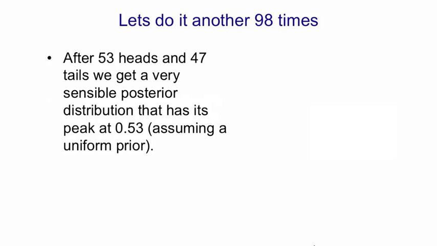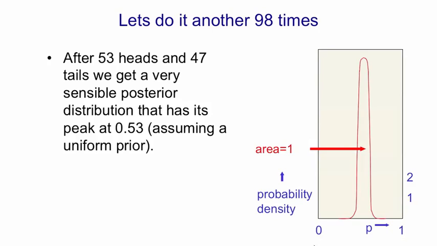If we do this again another 98 times and keep applying the same strategy of multiplying the posterior we had after the last toss by the likelihood of observing that event given the various different settings of the parameter p, and let's suppose we get 53 heads and 47 tails in all, then we'll end up with a curve that looks like this.